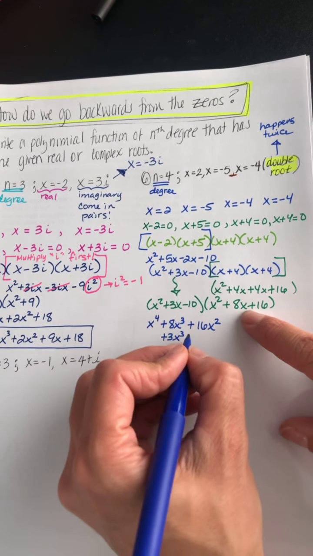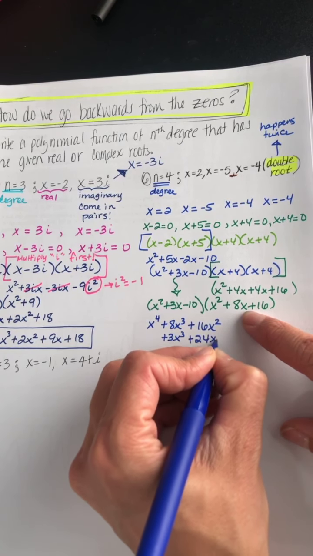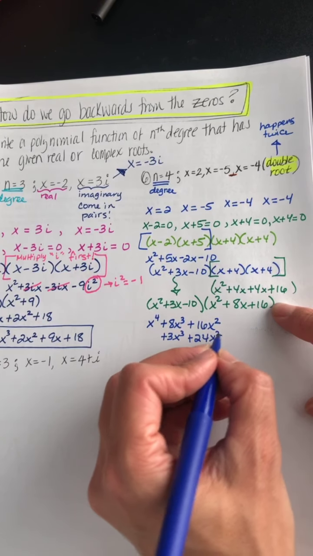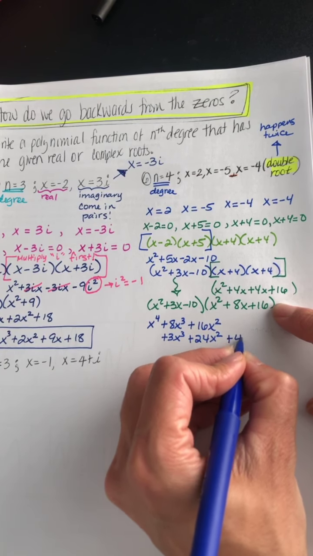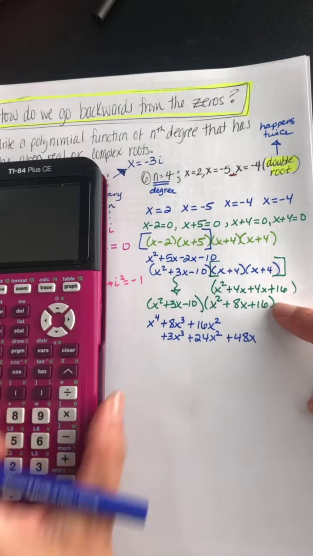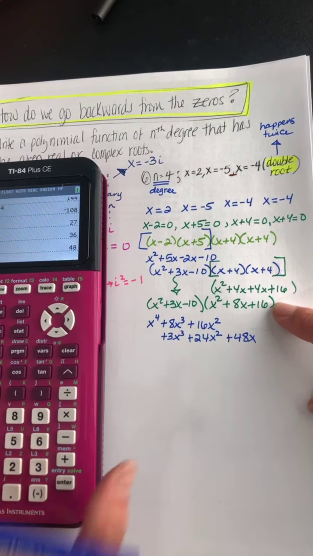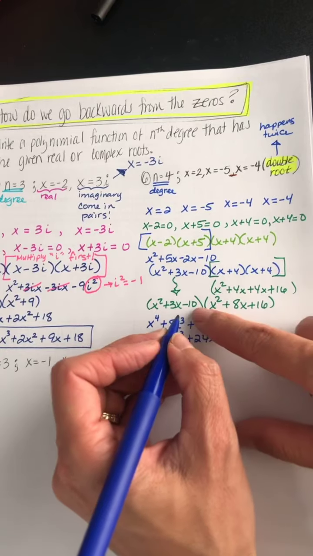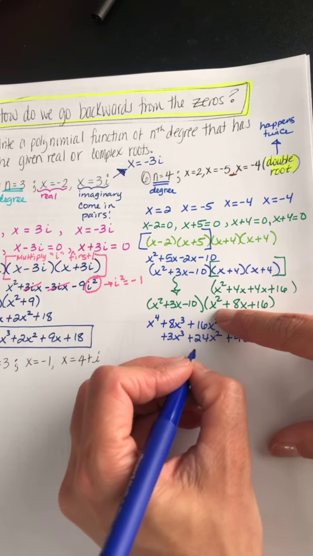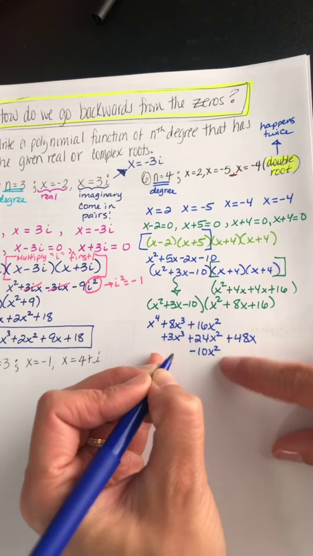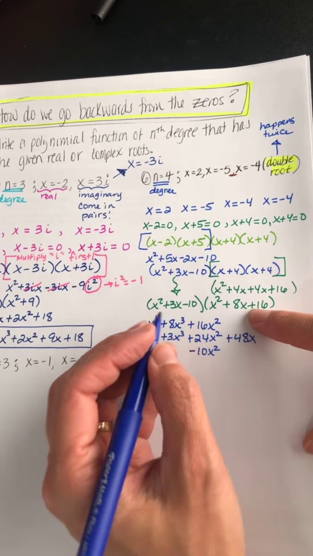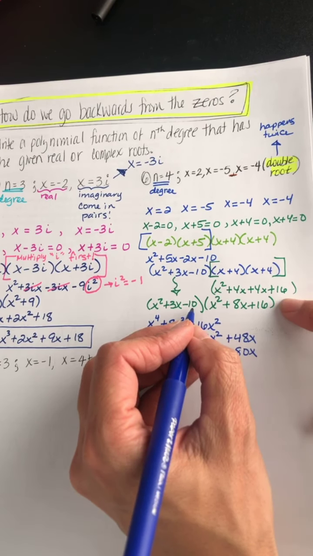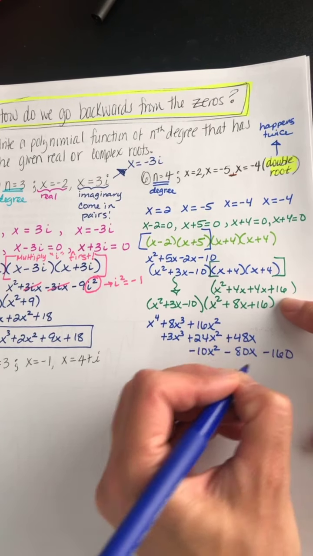3x times 8x is a 24x squared, and notice I'm grouping it with the x squareds. And then 3x times 16 is a positive 48x. Let me just double check that. 3 times 16, 48. Good. All right. And now the last term, negative 10 times x squared is a negative 10x squared, and I'm grouping it with the x squareds. Negative 10 times 8x is a negative 80x, and negative 10 times 16 is a negative 160.